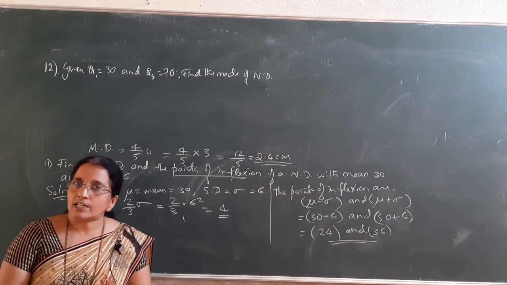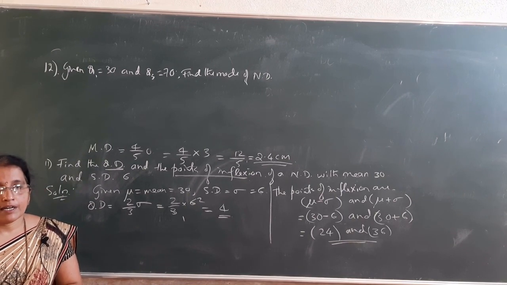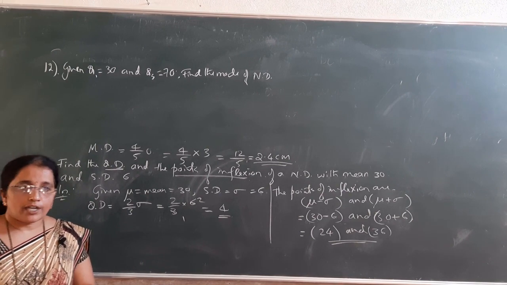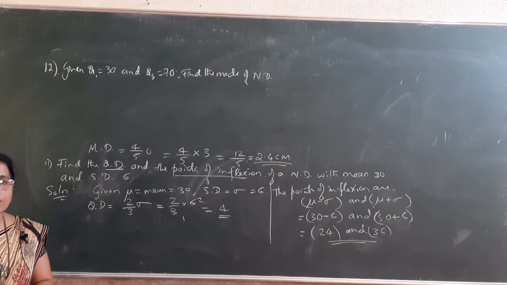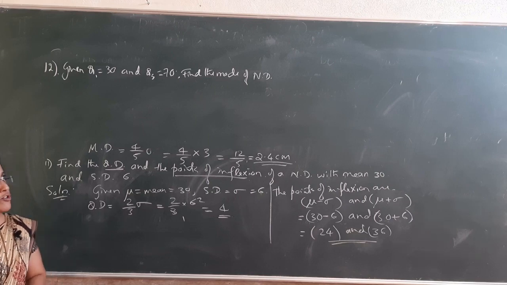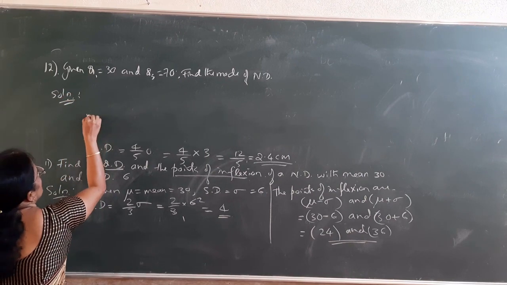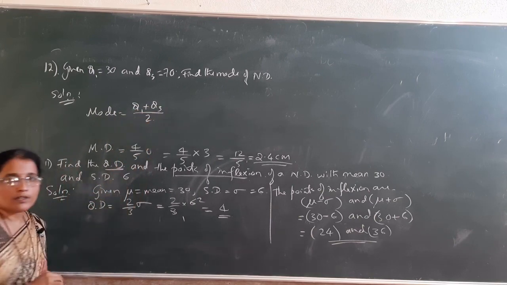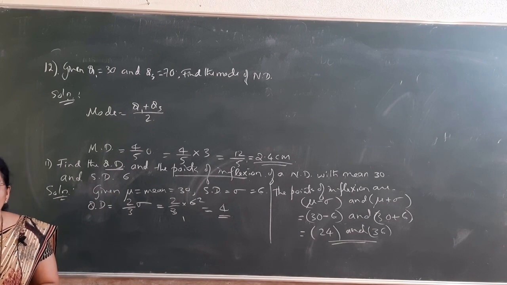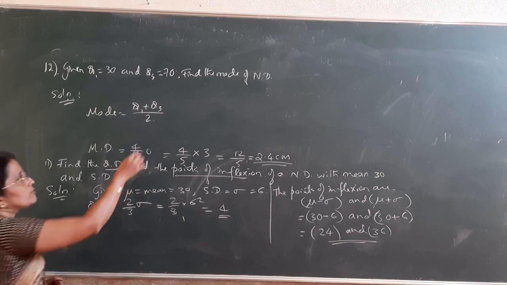Since Q1 and Q3 are equidistant from median, we can say Q1 and Q3 are equidistant from mean, equidistant from mode, etc. So in general, we can say in normal distribution, Q1 and Q3 are equidistant from median, mode as well as mean. Therefore, in a normal distribution, mode can be calculated with the help of the formula mode equal to Q1 plus Q3 divided by 2, because Q1 and Q3 are equidistant from mode, right? Therefore, we can use this formula.